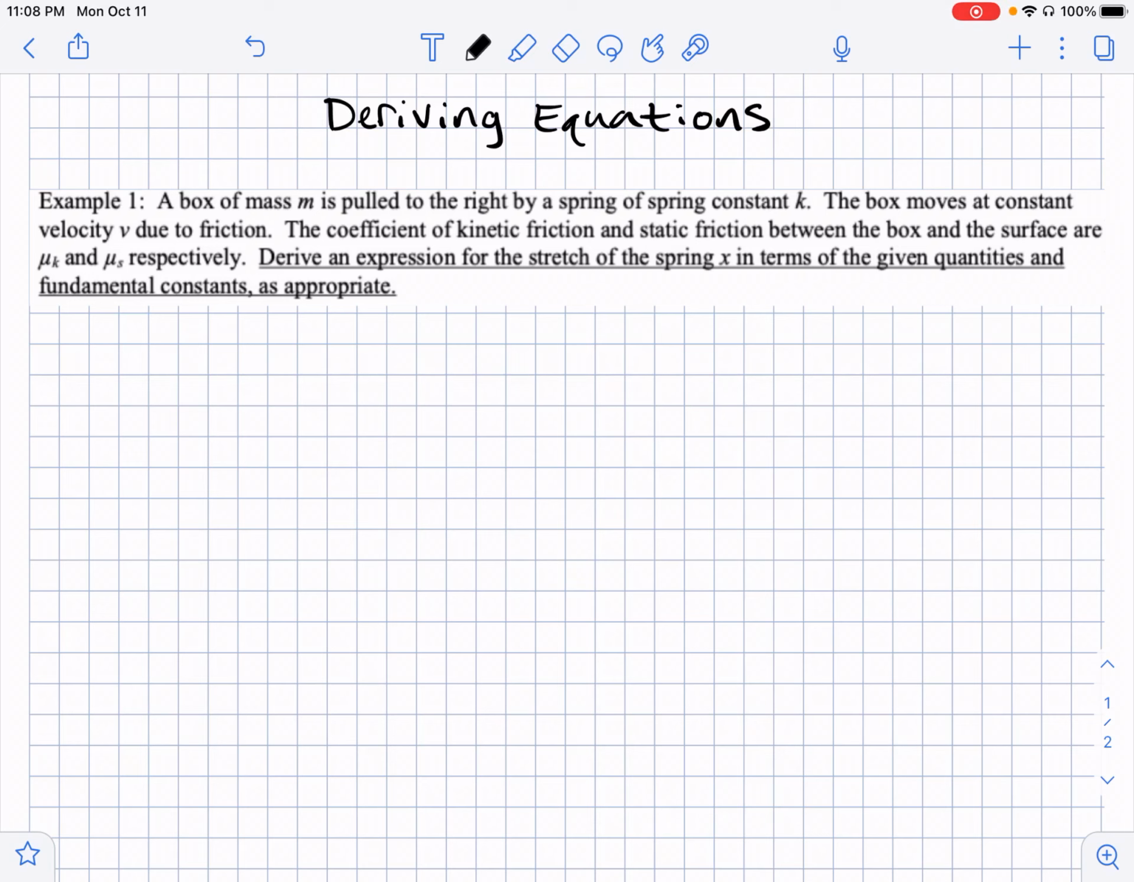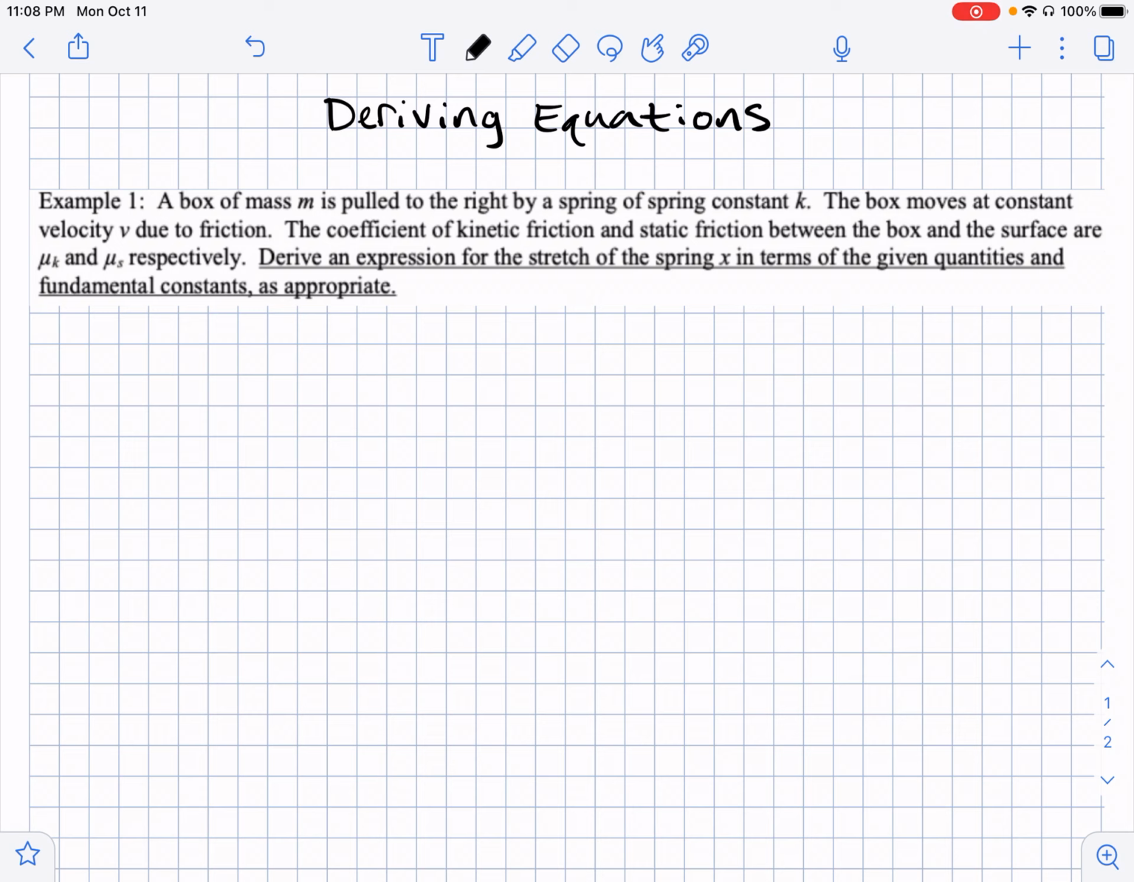Hey there. We're going to go over a new concept called deriving equations. Up to this point, we've talked about some important words that we need to underline, things like determine, explain, calculate, and now another one is called derive. Sometimes we're going to be asked to derive an equation, and we're going to work through a couple of examples and see what that looks like.